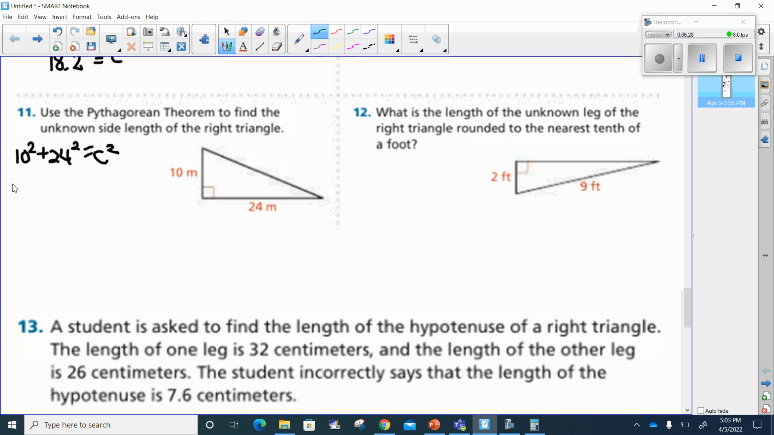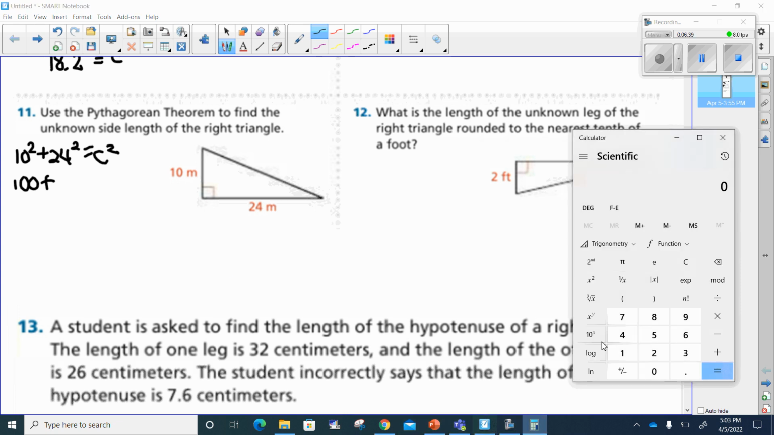Well, I know 10 times 10 is going to be 100. That's a no-brainer. 24 squared, that's going to be a little harder. So let's take our first parentheses, 10 squared. Oh, that was a 0, sorry. First parentheses, 10 squared, that's 100. Close parentheses. I'm going to add that to parentheses, 24 squared. That's 576. And that's going to equal 676.